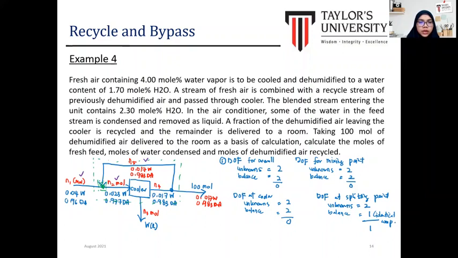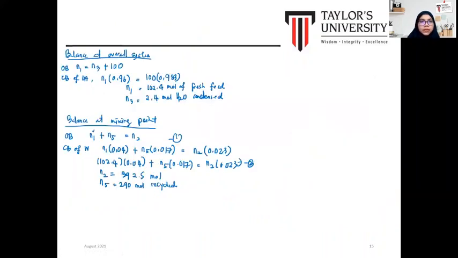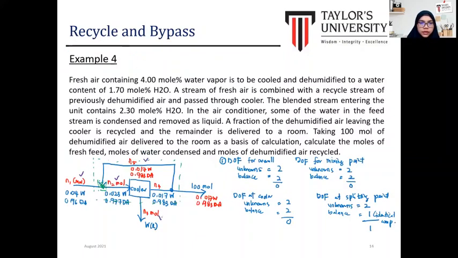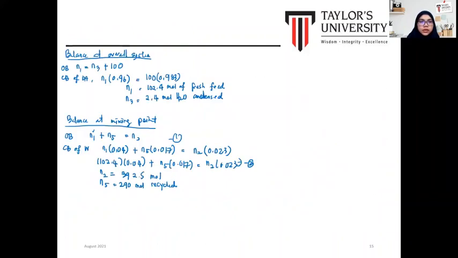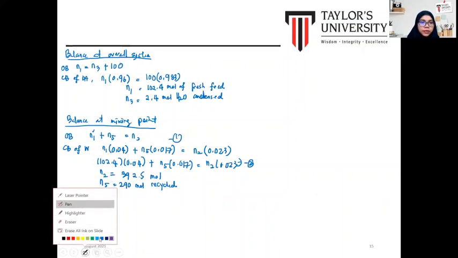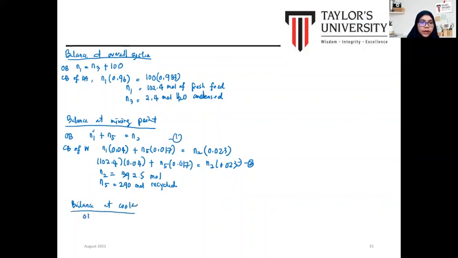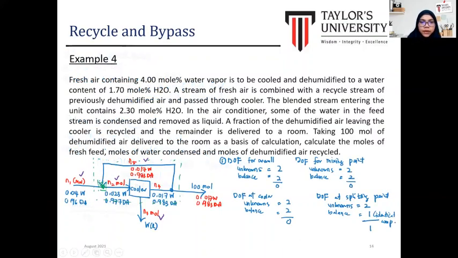So in the cooler, we can proceed to N4 and N3, right? N3 is already determined, right? So N3 is already done. So we can determine N4. Okay, so I just write up the answer for N4. Once you perform the balance at the cooler, it only requires an overall balance. No need to proceed with the component balance. So we have N4 here. You can find N4.